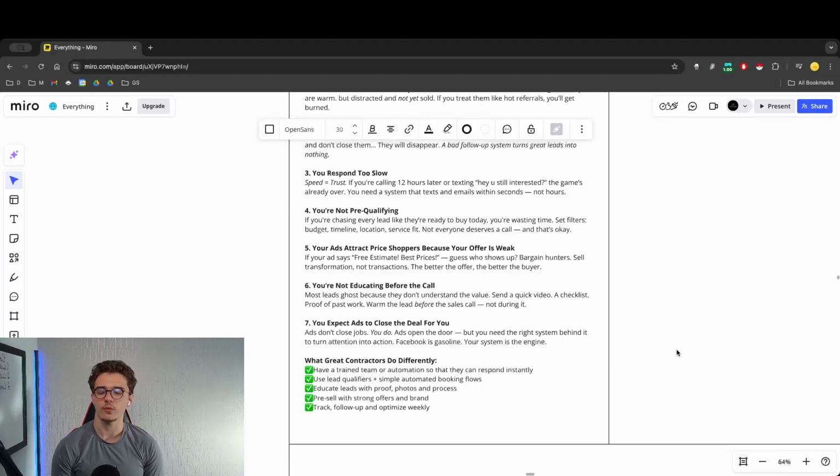They send proof, photos, process. It gives the person clarity and it builds trust because they see certain things, right? A lot of people are visual learners. They like to see things visually.